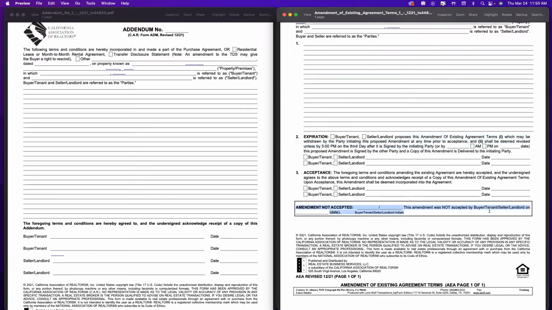If I say, hey, I need a credit, and he doesn't want to give me the credit, then guess what he does? He initials it and puts a date that he is rejecting. He is not accepting this proposed amendment to our agreement.